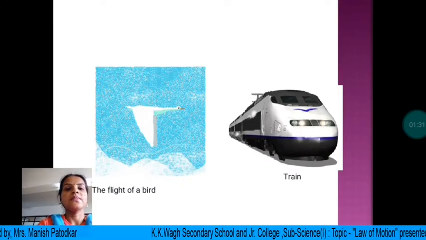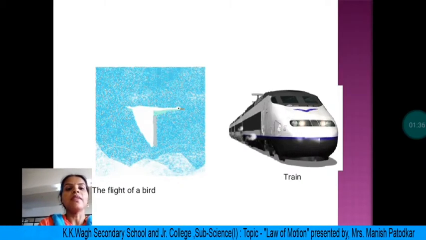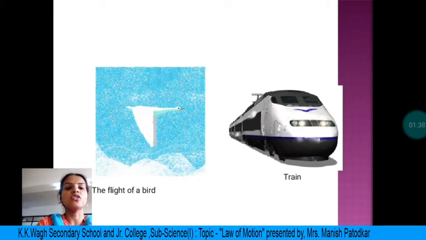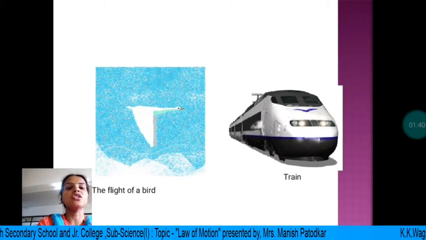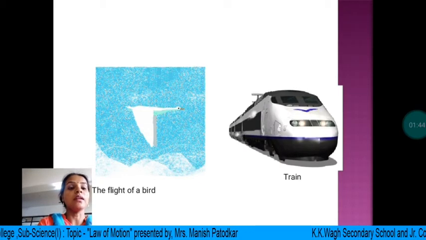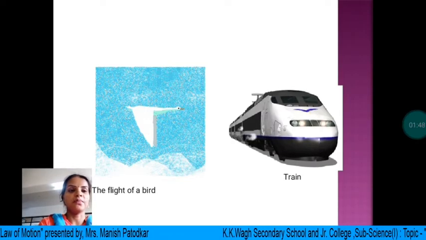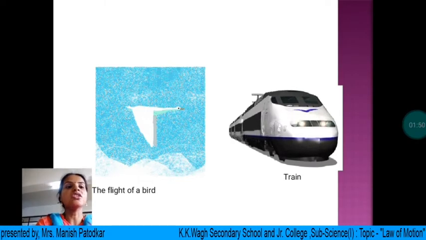The next, the flight of a bird. This picture also shows a change in the position of the wings of a bird in flight. And the fourth one, a train. The train is given in a stationary position, so the train remains in a stationary state.